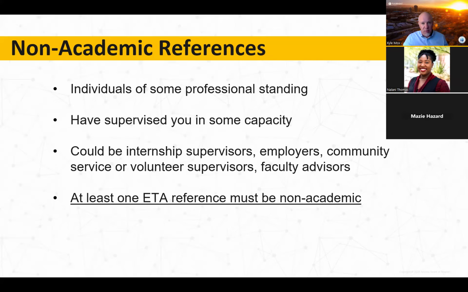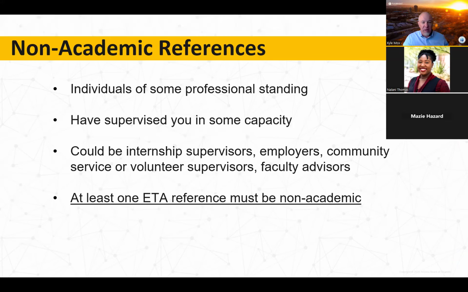Non-academic references are also important. They don't all have to be academic. And in fact, I think for Fulbright, we can really round out a well-rounded application by including some non-academic references. But they should have some professional standing and supervise you in some capacity. A friend or acquaintance is not appropriate, right?